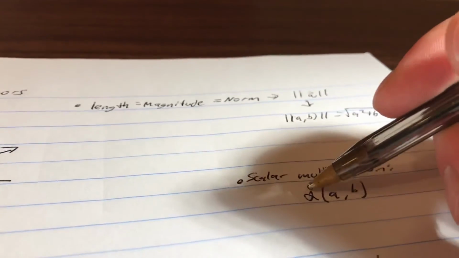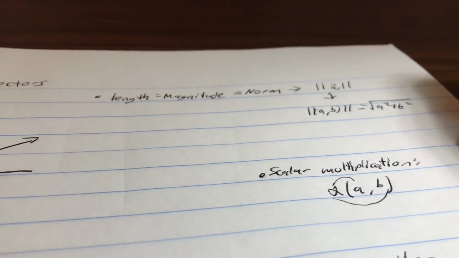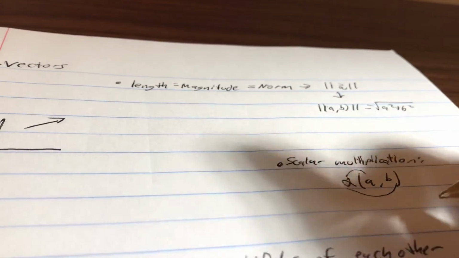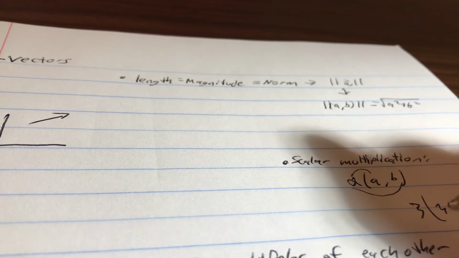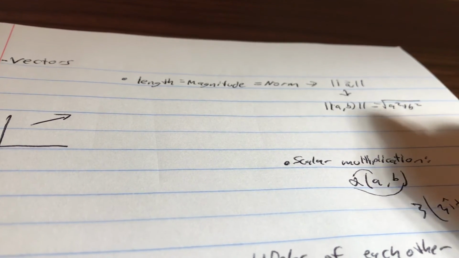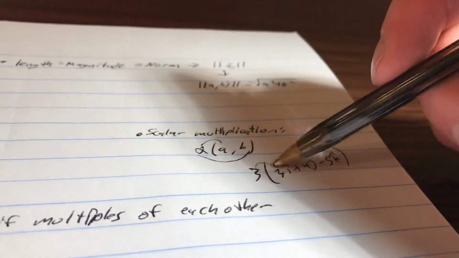It's good to know that we can do scalar multiplication. What you do here is factor in whatever coefficient is in front of the vector, and that's scalar multiplication. A good example is if you have 3 times 3i hat plus 4j hat minus 5k hat, that would be a scalar multiplication. So what you do is just multiply it in.